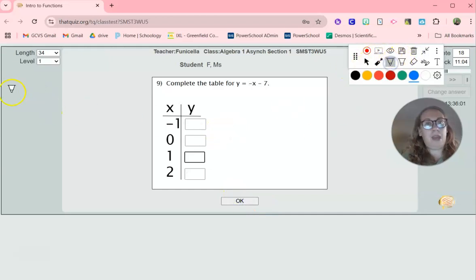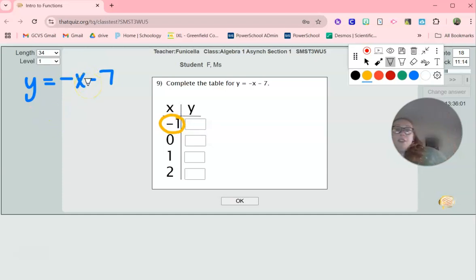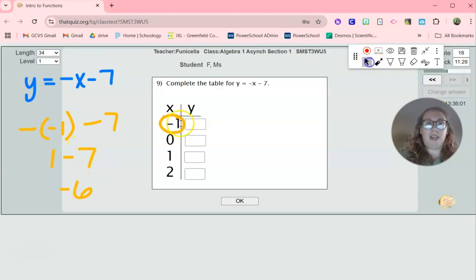Alrighty. We have y equals negative x minus 7. So our first input is a negative 1. Careful because we're going to have this double negative here. So when I'm inputting, I like to put my x value in parentheses. So this is a negative (-1) minus 7. Negative negative 1 is just 1, minus 7, which gets me a negative 6.